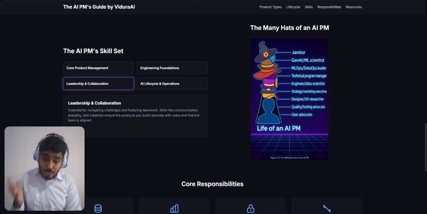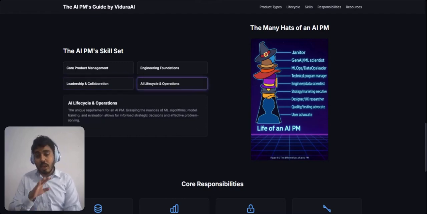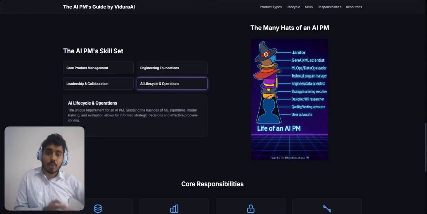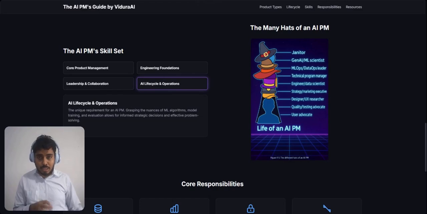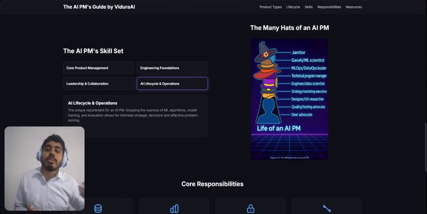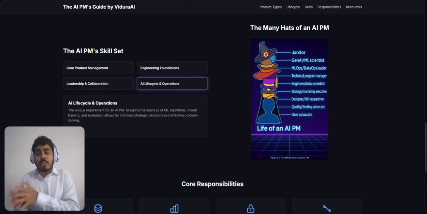And the fourth and final one is AI lifecycle and operation. This is the unique requirement for an AI PM. Having an understanding of ML, deep learning, Gen AI algorithms, model training and evaluation, this knowledge base allows you to make proper strategic decisions and solve problems effectively.